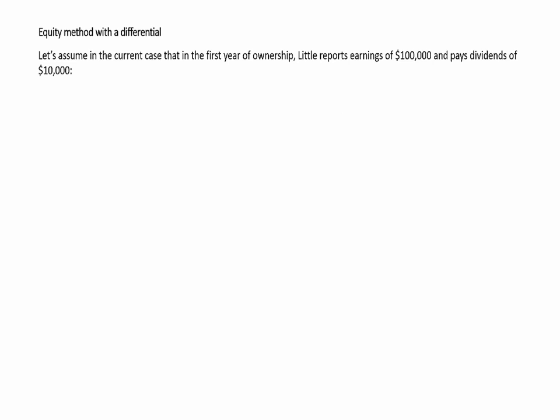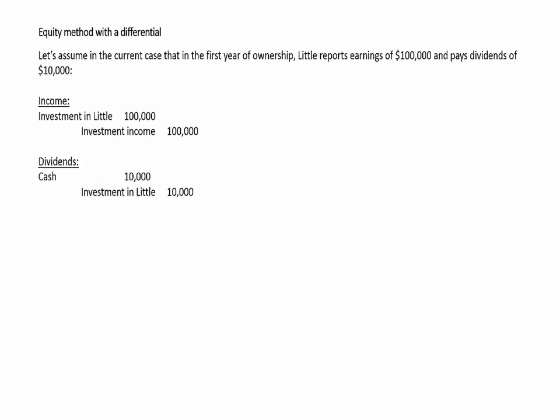Now let's go ahead and just go through the entire equity method cycle. We're going to have this recurring mantra: income, dividends, amortization. Income, dividends, amortization. So let's go ahead and assume that Little reports earnings of $100,000 and pays dividends of $10,000. And again, Big is the 100% shareholder of Little. So income. Big reports their share of Little's income as investment income, $100,000.